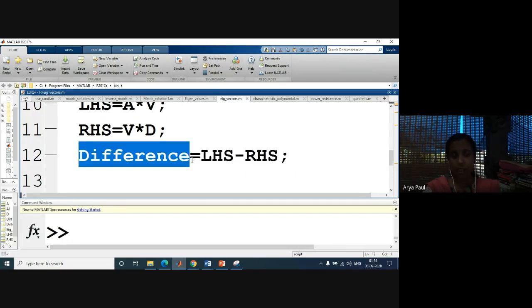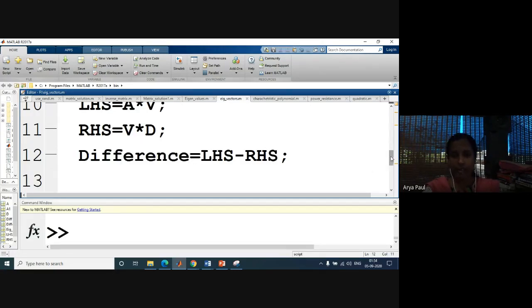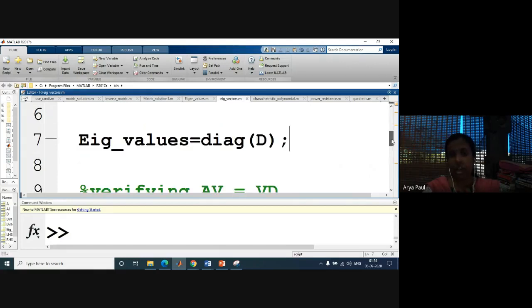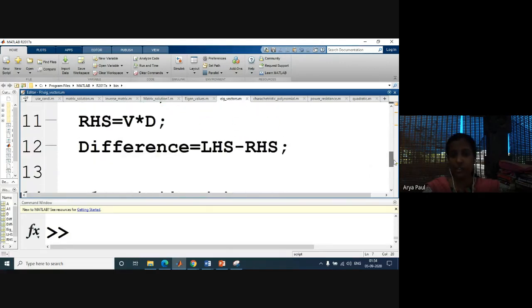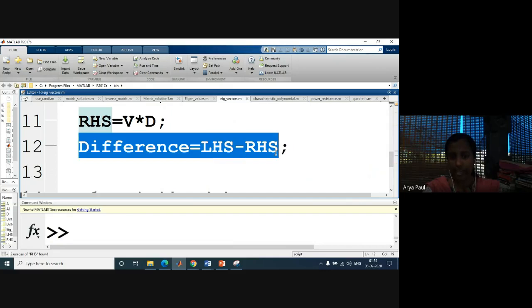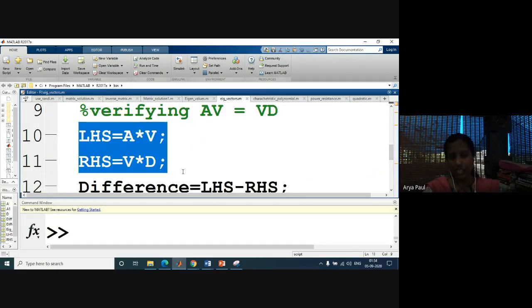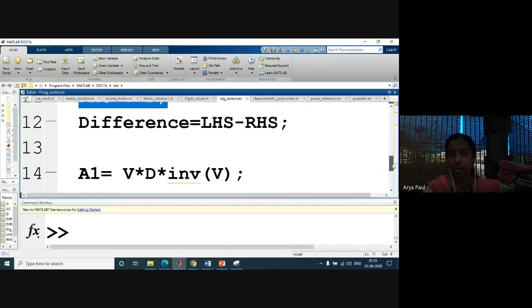It is approximately close to 0. It is close to 0 because all these eigenvalues and eigenvectors you are finding using built-in functions. They are all approximations. So this won't be exactly equal to 0. The difference won't be exactly 0, but it will be very close to 0. LHS will be equal to RHS, but the difference won't be exactly equal to 0. It will be very close to 0.